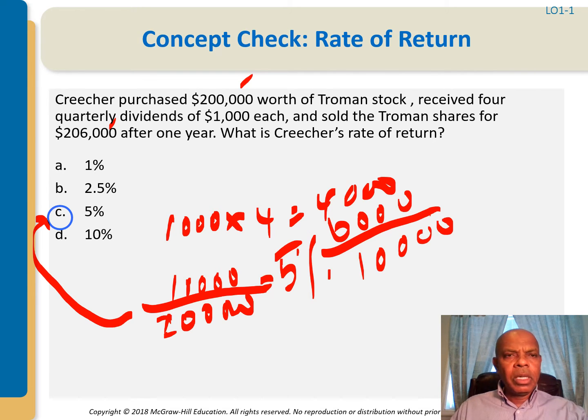Make sense? Do the numbers, different numbers, and you get an idea how we're going to come up with those numbers. This is very, very basic. I'm pretty sure this is very simple.